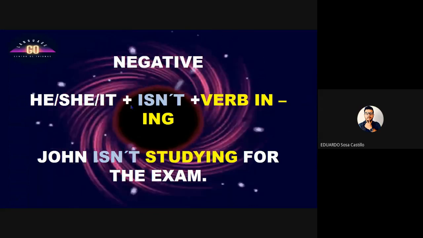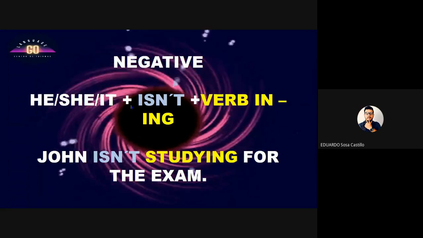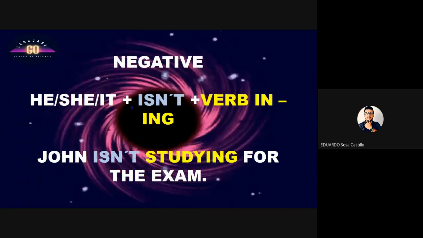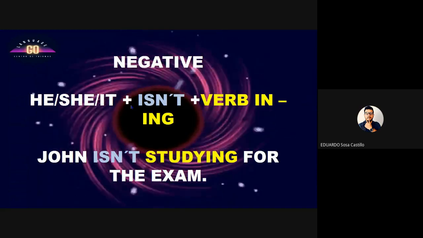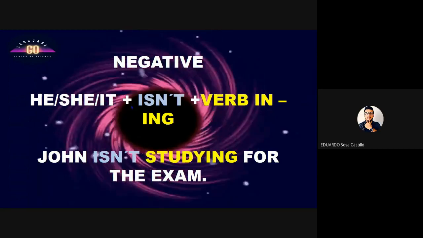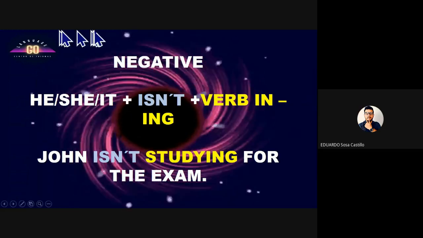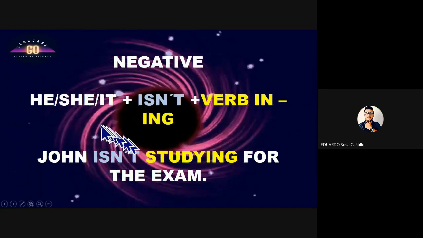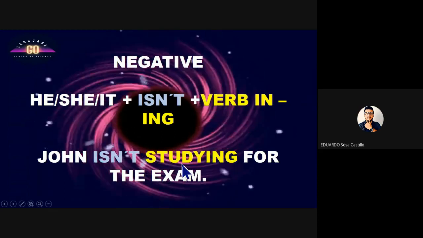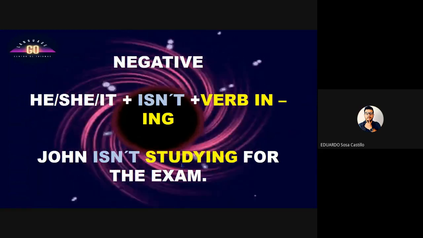There's no problem. So the verb goes in ing, and here we have another sentence. Do you want to help me, Mariana, to read this sentence for John? Yes. John isn't studying for the exam. Exactly. You can say isn't or is not, and it's perfectly correct. Just look at the structure. We have isn't, and the verb goes in ing. The verb is study, but with ing it changes to studying.